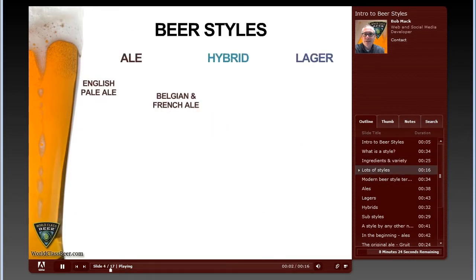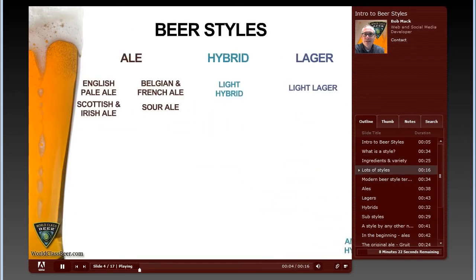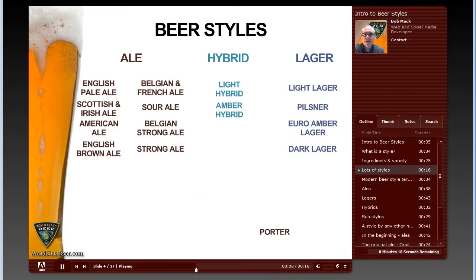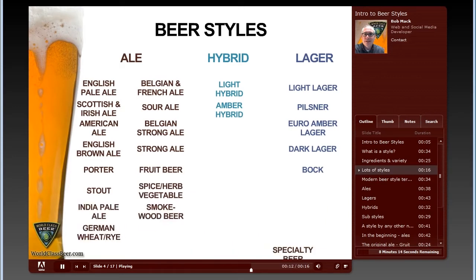Depending on which source you listen to, there are at least 23 different major categories of beer styles, and each of those major categories, listed here, can have as many as 8 different substyles included under it.